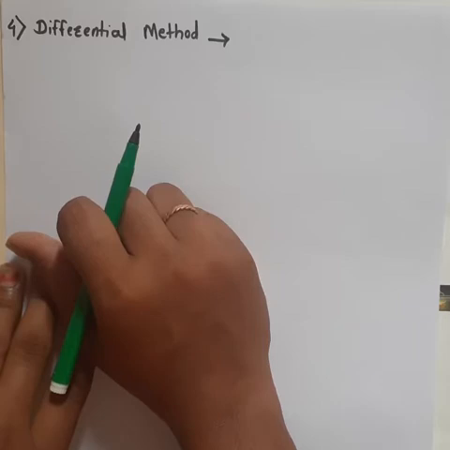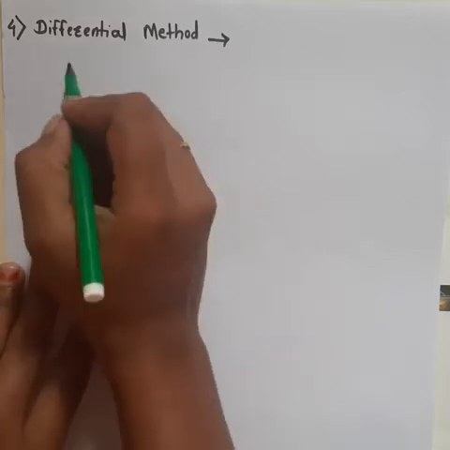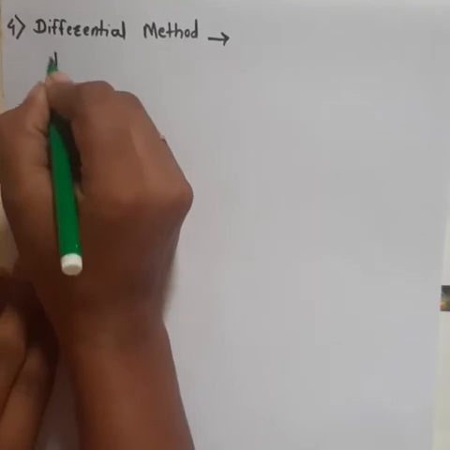Today, we will see the last method to determine the order of a chemical reaction, and that method is the differential method. So, what is the differential method?